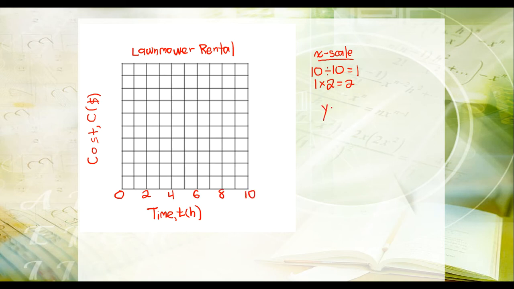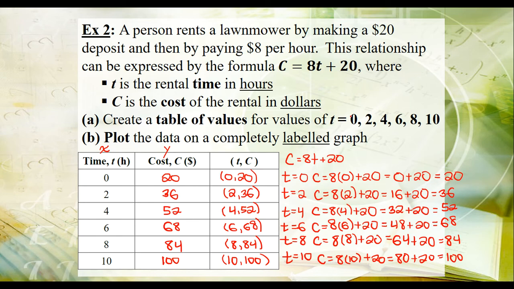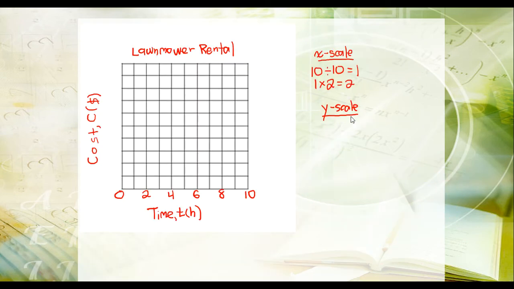Now the Y scale, so let's go back here. What's the biggest Y value? The cost, it's 100. Okay, so let's do 100. Divide by the number of squares on that axis, which is also 10. Again, I'll give you 10 by 10 grids because they're easy to deal with.